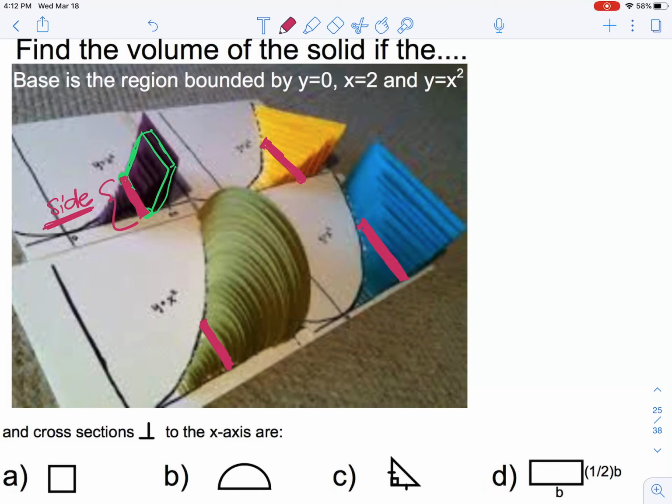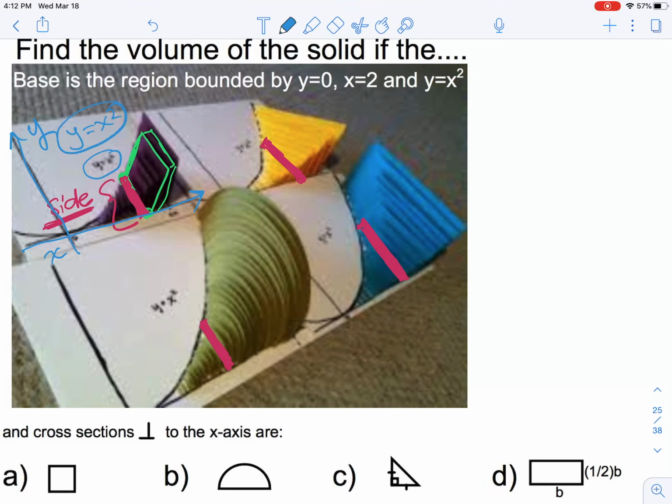Okay, so here we are back at this picture. I've jazzed it up a little bit here. What I want you to see in this picture is that every single one of these cross sections is perpendicular to the x-axis. So if I change my color here for a second, right in here, here's my x-axis along the bottom, here's my y-axis along the top.